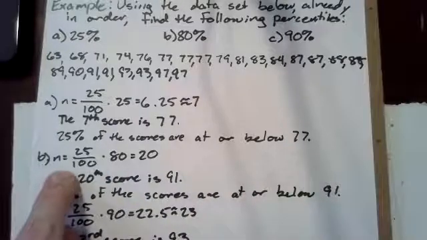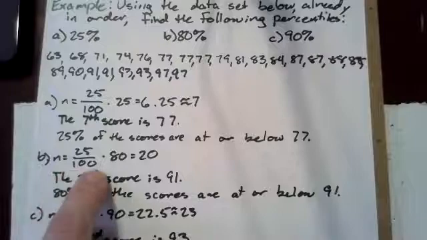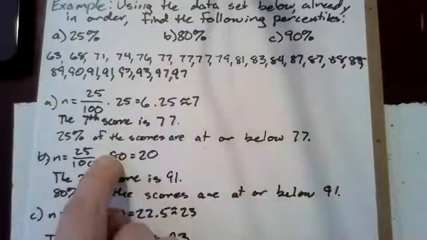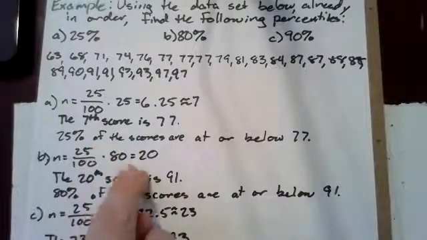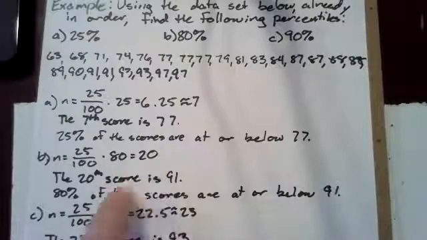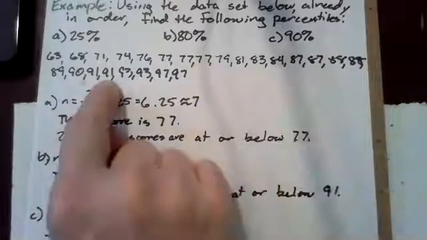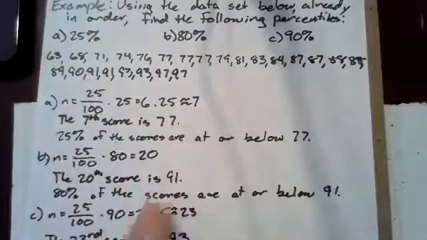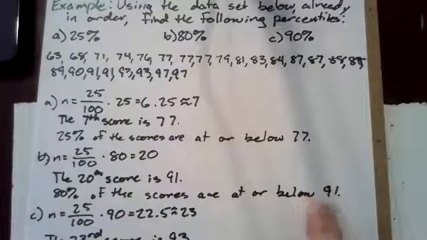Second, we want to find the 80th percentile, so that's 25 over 100 times 80, which is 20. The 20th score is 91. 80% of the scores are at or below 91.